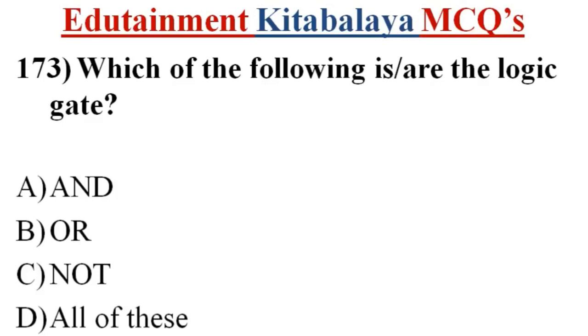Question number 173. Which of the following is the logic gate? A. And. B. Or. C. Not. D. All of these. Correct answer is D. All of these.